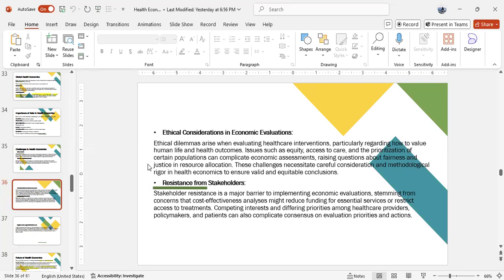Resistance from stakeholders. Stakeholder resistance is a major barrier to implementing economic evaluations, stemming from concerns that cost effectiveness analysis might reduce funding for essential services or restrict access to treatment. Competing interests and differing priorities among healthcare providers, policymakers, and patients can also complicate consensus on evaluation priorities and actions.